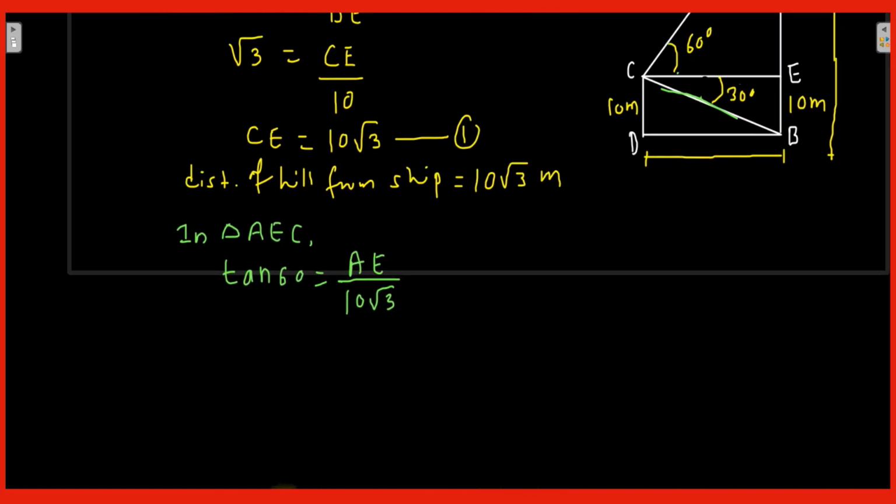And so here we will solve this further. Tan 60 is root 3, so root 3 is equal to AE upon 10 root 3. Now take 10 root 3 to this side, so root 3 into root 3 will be 3, and 10 into 3 will be 30, so AE is equal to 30. We have to find the height of the hill. So 30 plus this 10, that total will be the height of the hill.